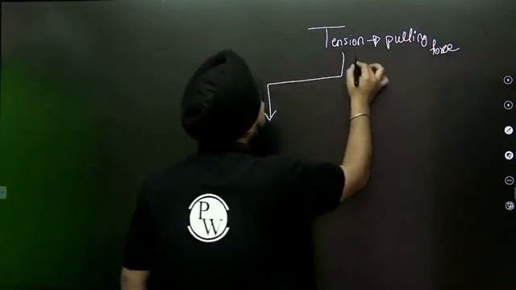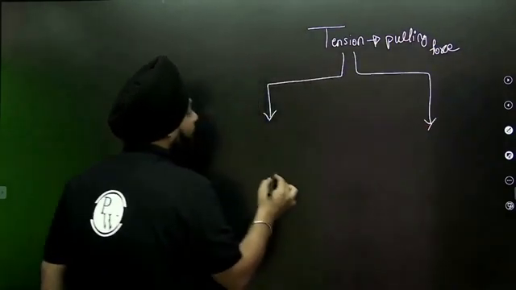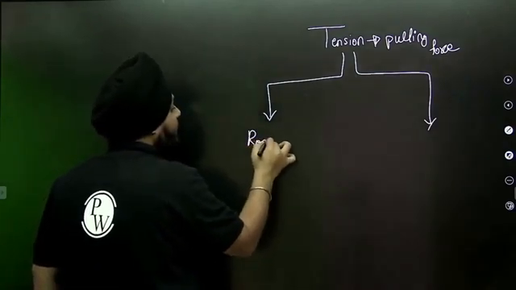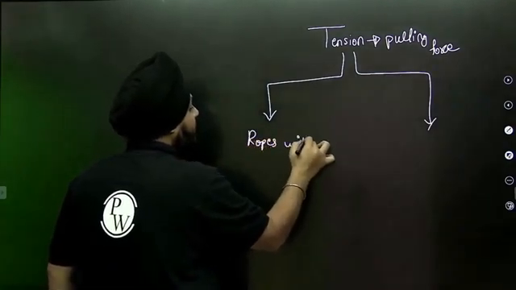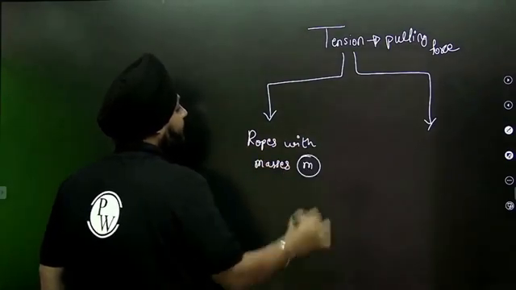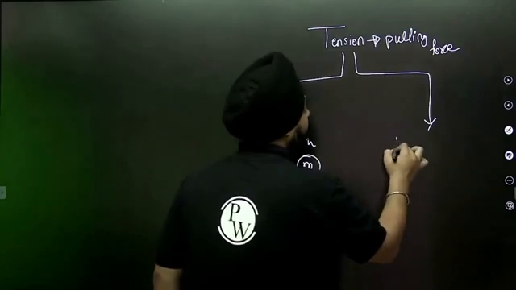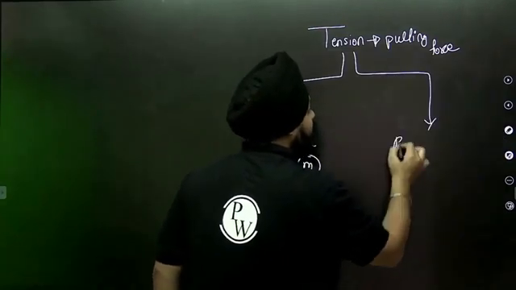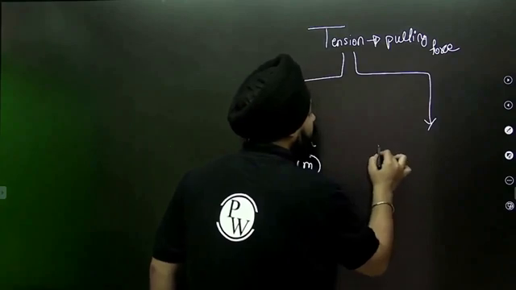Basically for tension we have two kinds of classification. One, ropes with masses m. Second, massless ropes. That is the difference.